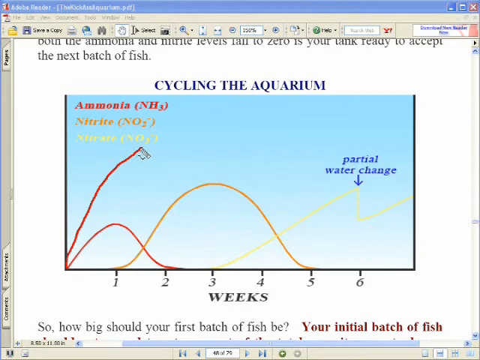And levels of ammonia that are this high cause fatal stress in fish. Levels this high will most likely kill all your fish. So you definitely want to avoid putting in a lot of fish in at once. Instead, you want to introduce them in batches.